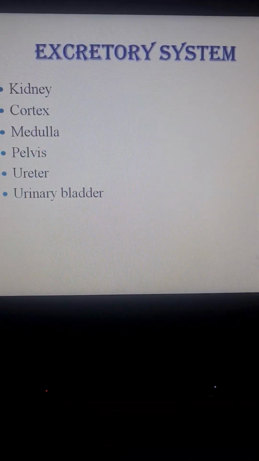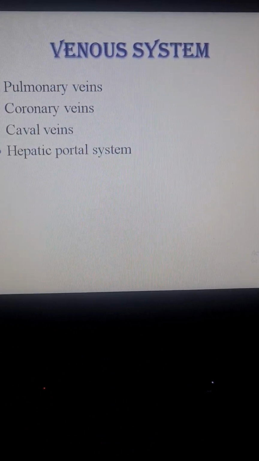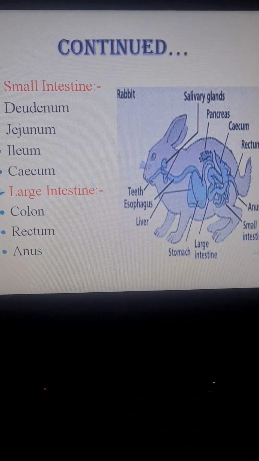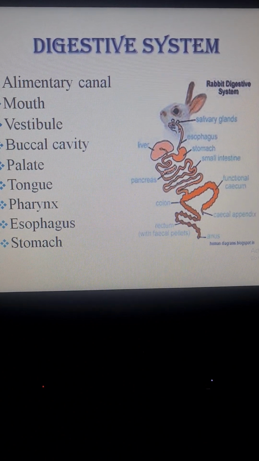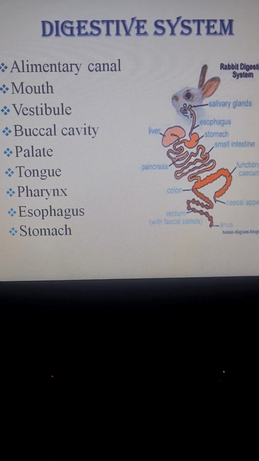We discussed the excretory system, reproductive system, respiratory system, nervous system, venous system, circulatory system, and the most important, the digestive system of the rabbit.